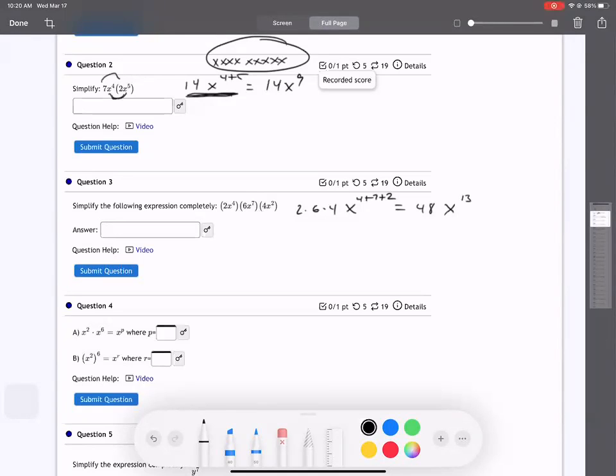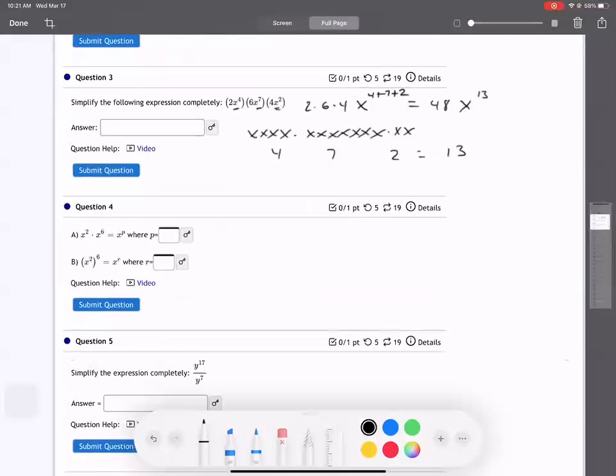If I'm multiplying powers, I'm adding the exponents, right? If you want to write it out, 1, 2, 3, 4 times 1, 2, 3, 4, 5, 6, 7 times 2 more, right? We have 4, 7, and 2. We end up with a total of 13 x's.